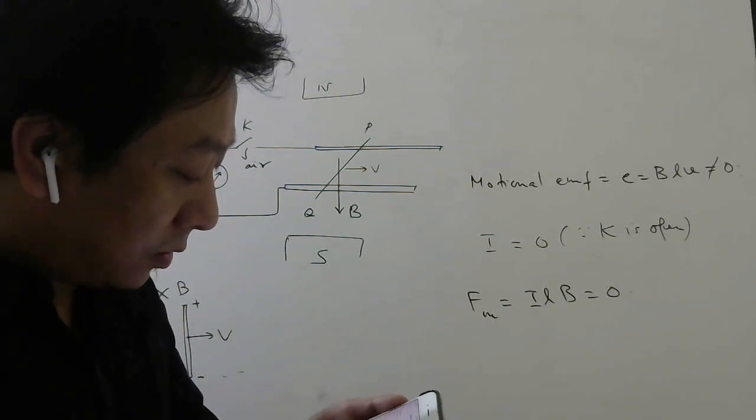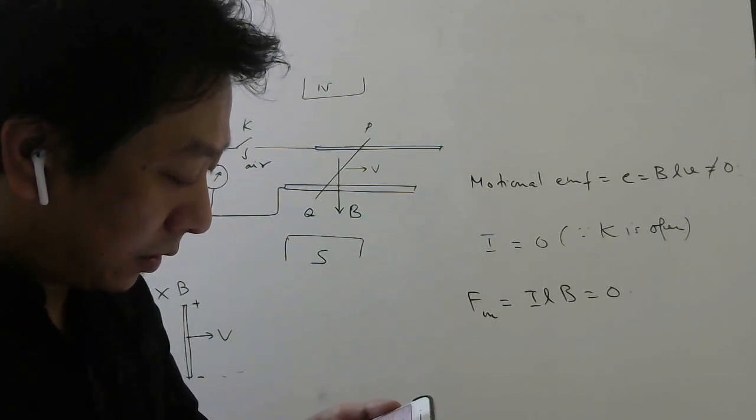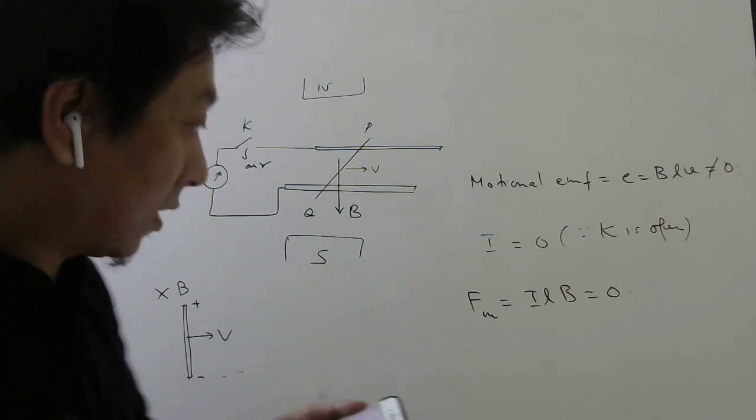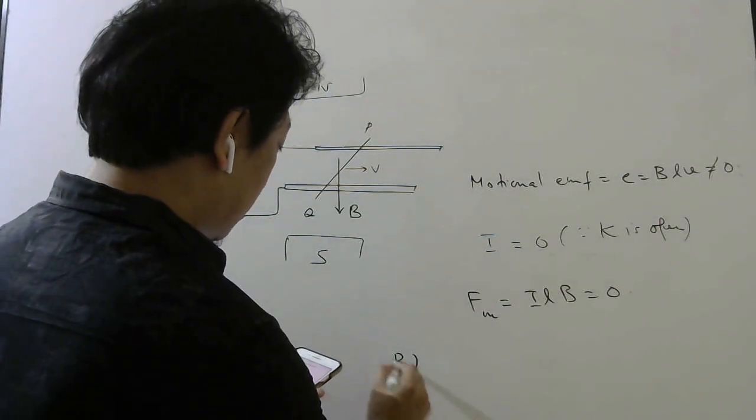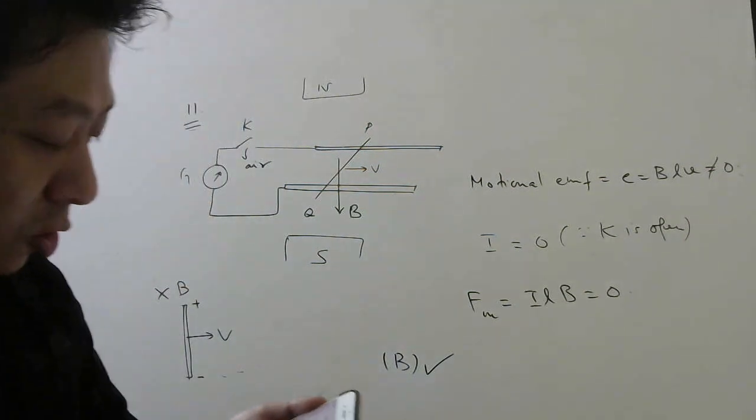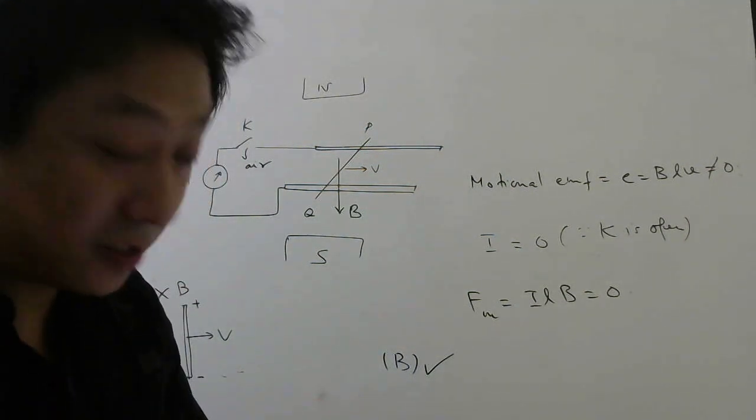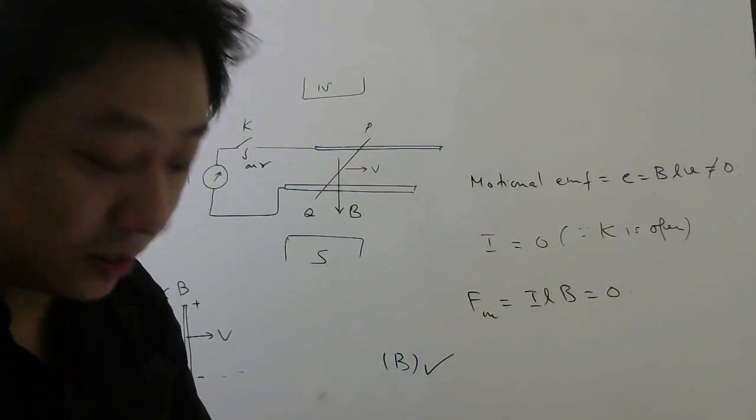Option B, there is no net force on the electrons in the rod. Option B is correct. There is no net force on the electrons. Option C, there is an excess charge built up at the ends of the rod.